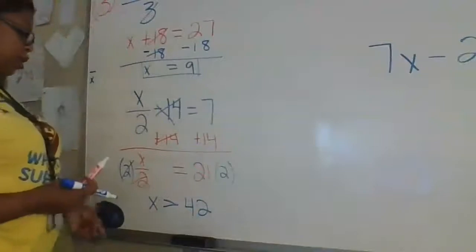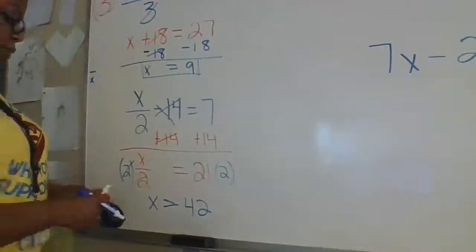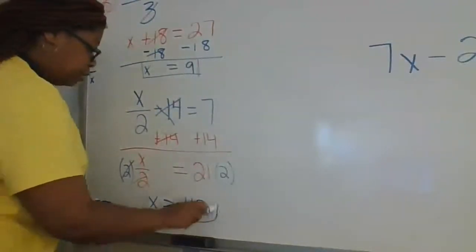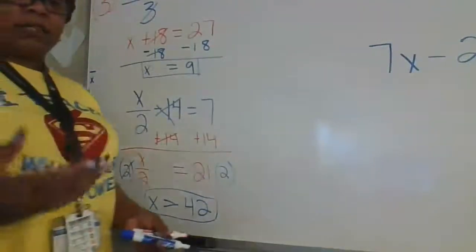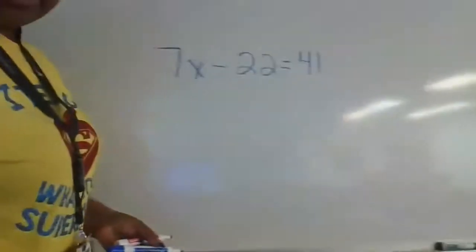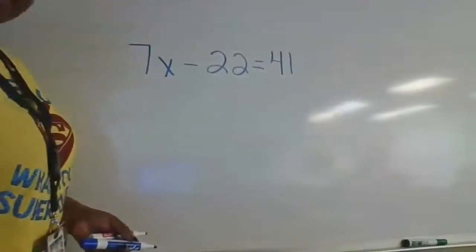We have isolated the variable, and now we have x by itself. X equals 42. Okay? Now we move this way.